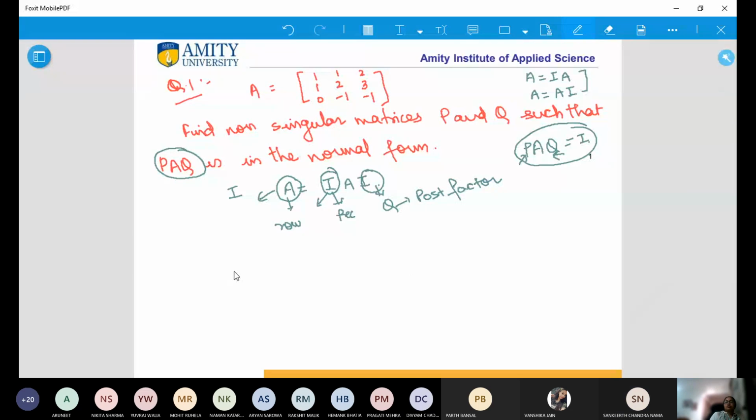Okay, fine. So I am taking this question and let us see how we go about it. Is there any relation between P and Q? P and Q are related to A. That's all. And in which way are they related? When you apply PAQ, the output gives you I, which is the normal form of A.